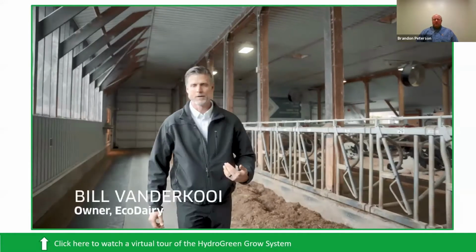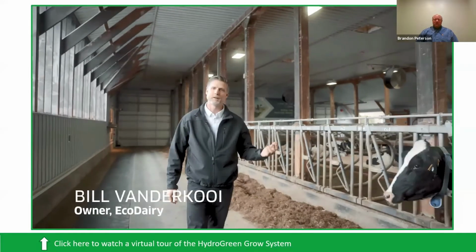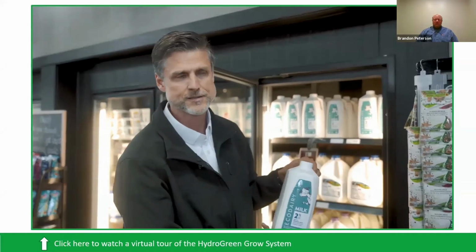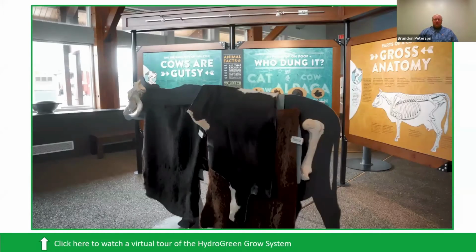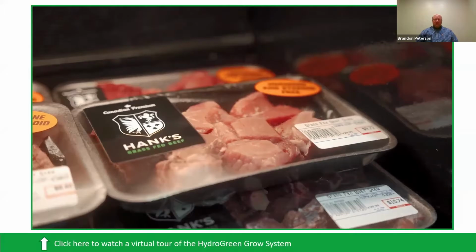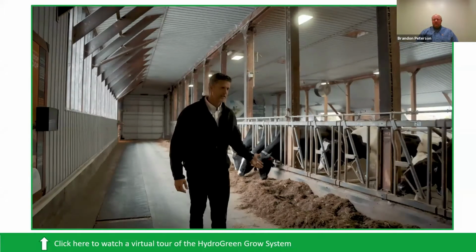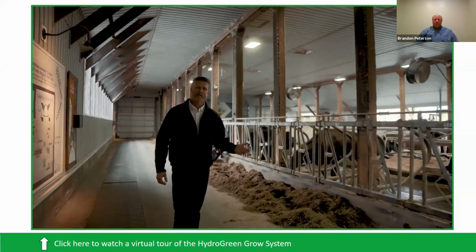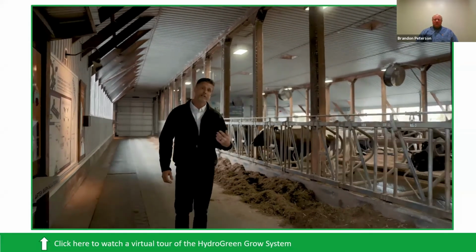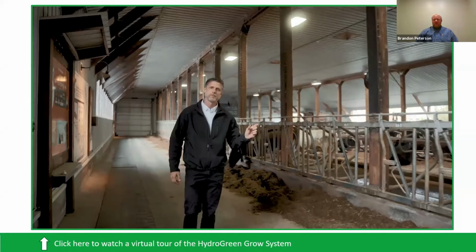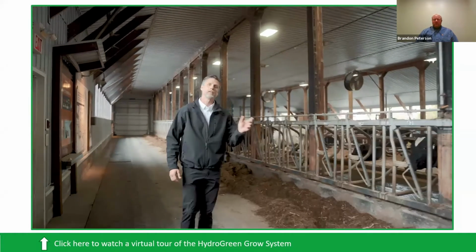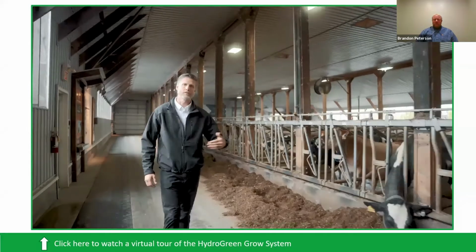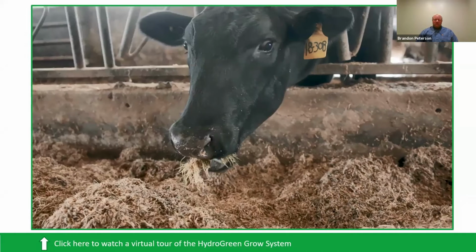My name is Bill Vanderkooy. I'm the farmer at the Bakerview Eco Dairy here in Abbotsford, BC. This farm is used for both producing milk as well as for agritourism, where we teach people where their food comes from. As you can see in this ration, it's a total mixed ration, and we've incorporated hydrogreen into the mixture. We're also currently doing a trial where we're replacing some grain in the diet with hydrogreen, as well as some forage in the diet with hydrogreen. And then in between that, we've got a control diet so we can measure differences in performance, production, and health.